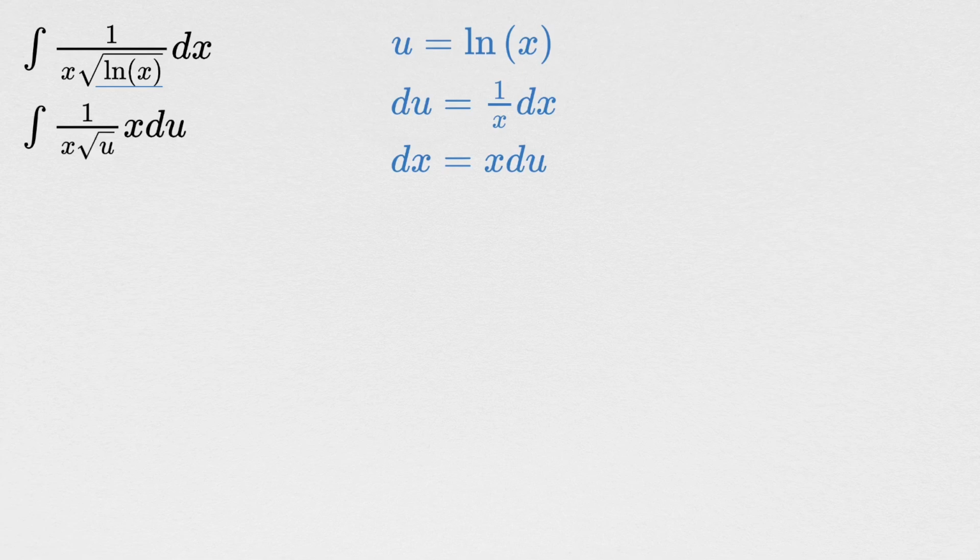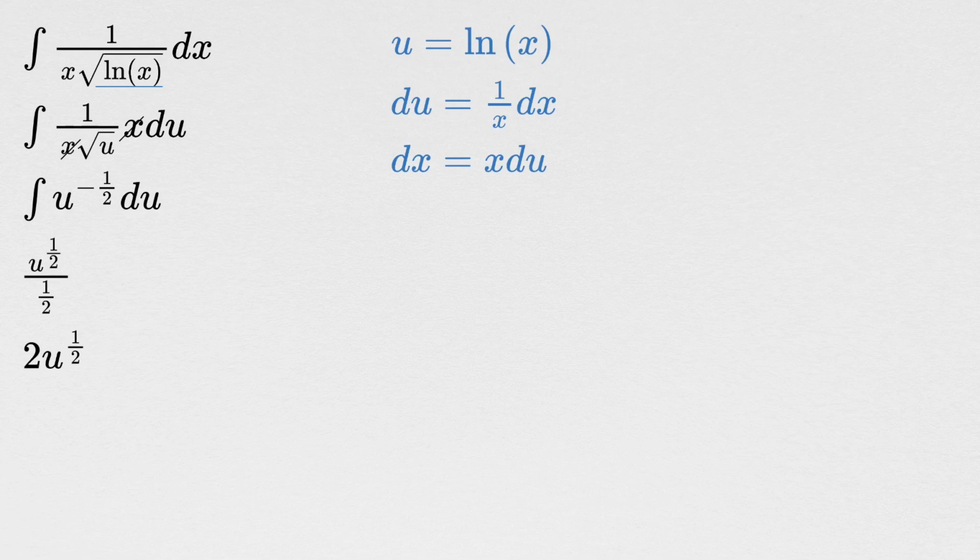Making these substitutions, we get the integral of 1 divided by x times the square root of u times x du. The x's cancel, giving us the integral of 1 divided by the square root of u du. Although this form is unfamiliar, we can rewrite it as the integral of u to the -1/2. This is just a variable raised to a power, which is something we certainly know how to integrate. We add 1 to the exponent and divide it by the new exponent. This gives us u to the 1/2 divided by 1/2, which is the same as 2u to the 1/2.